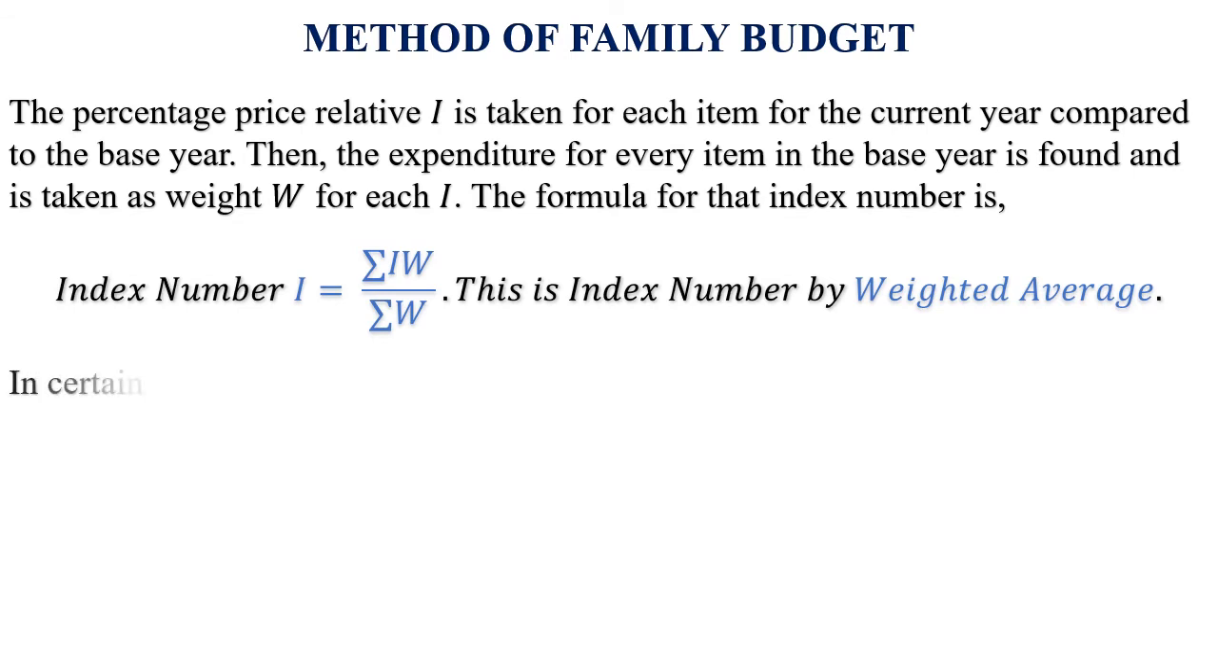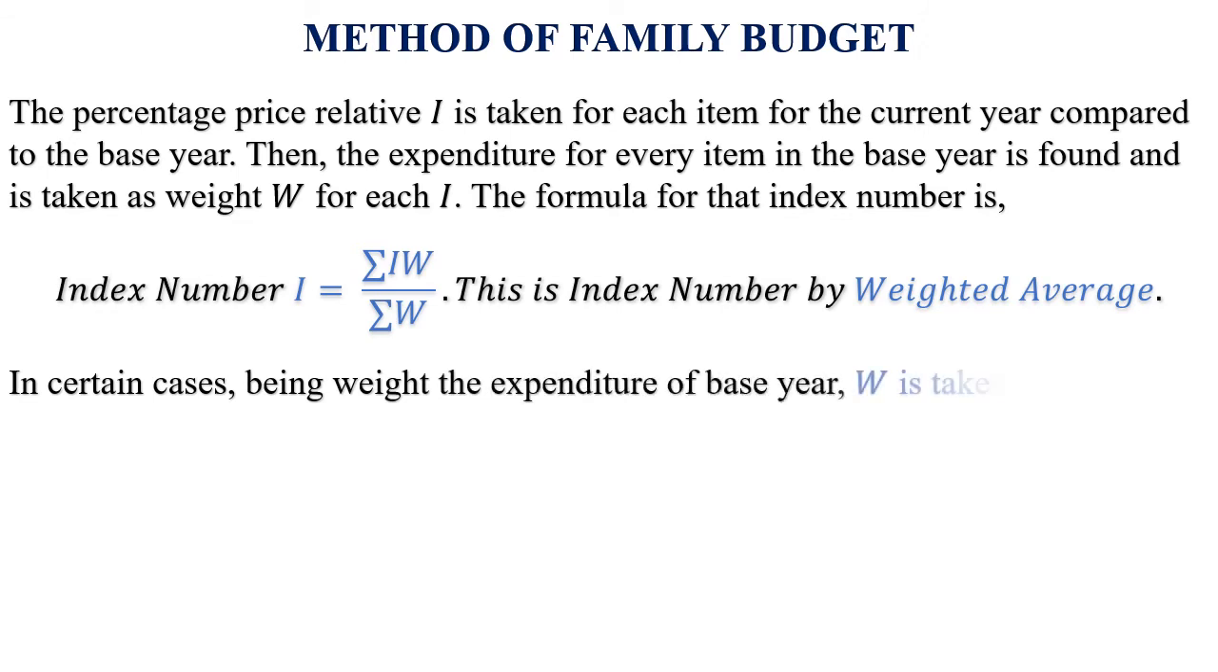But let me clarify one more thing. In certain cases, weight is the expenditure of base year. So W is taken as P0Q0. Why do we have to do that? Sometimes they give us the base year and current year prices and the base year quantity. That means W is not there. And they ask us to use the family budget method in which we require I and W. So I is easy to calculate, that is P1 upon P0 into 100. But W we have to calculate as P0 into Q0.